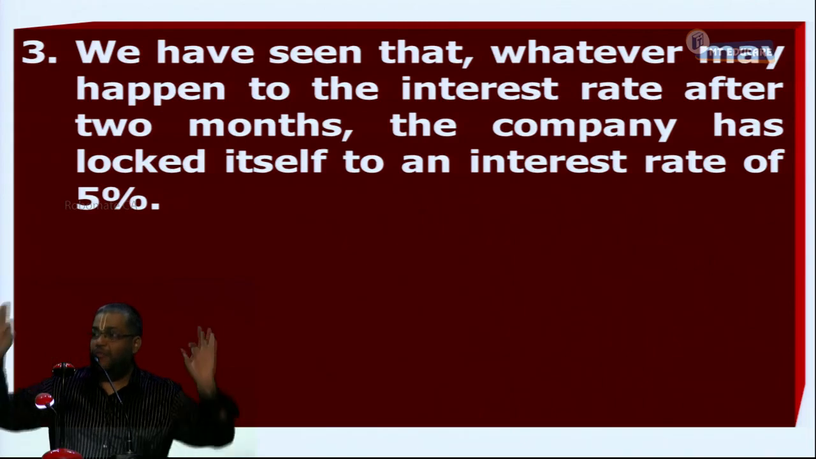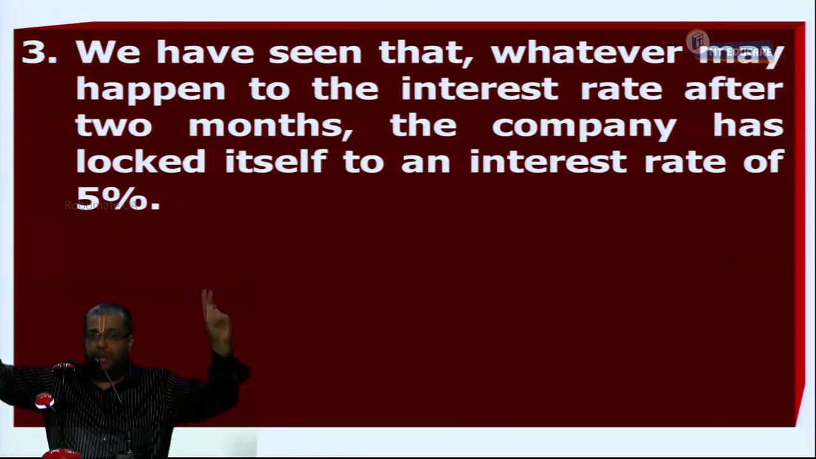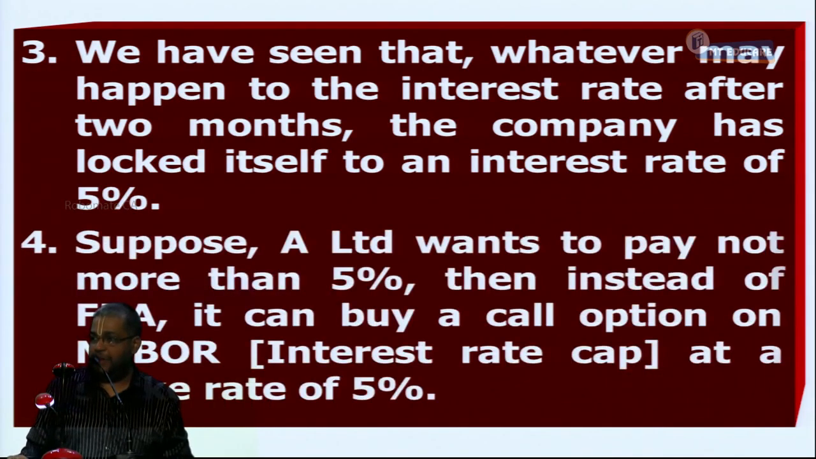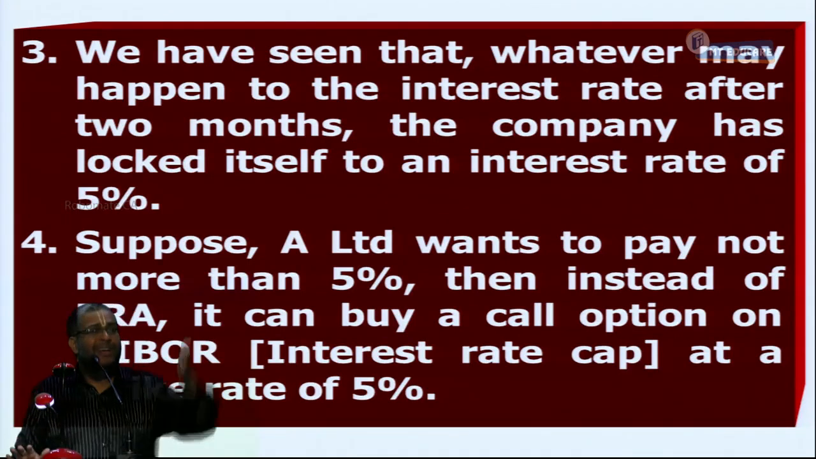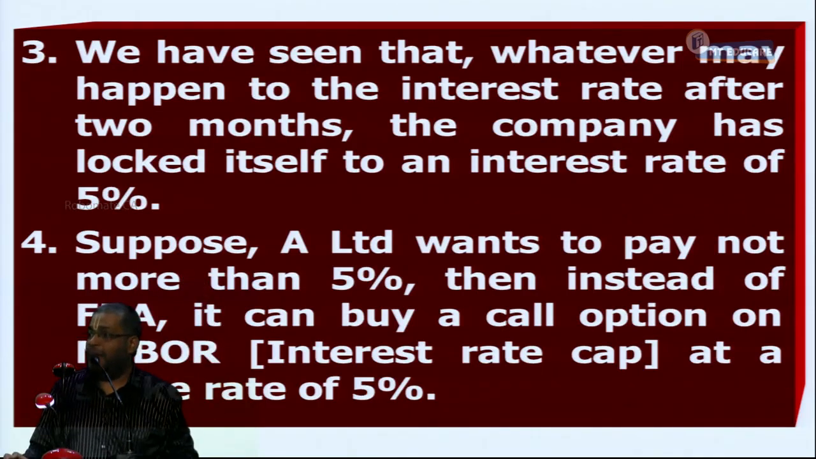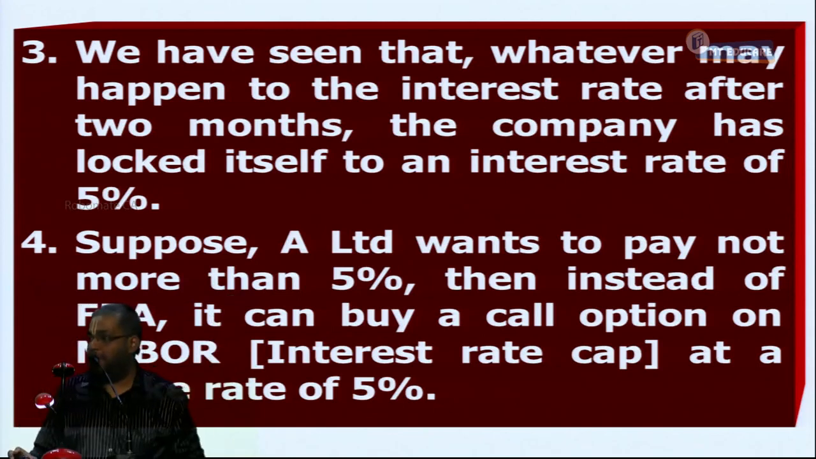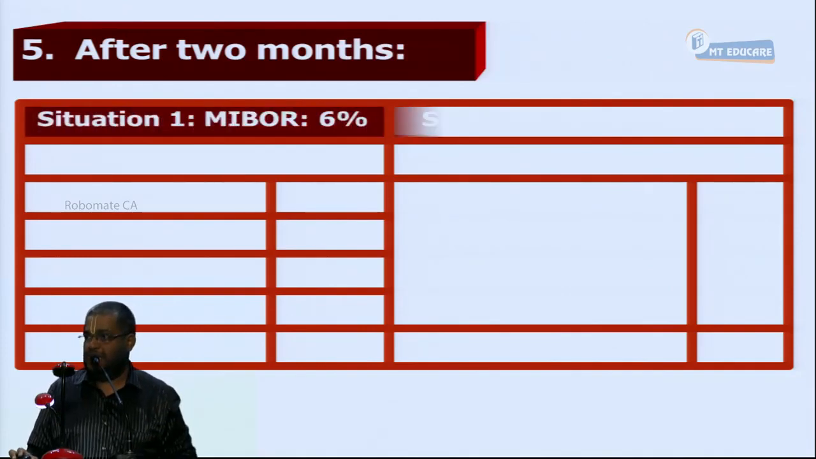So in that case, what is going to happen is very simple. We have seen that whatever may happen to the interest rate after 2 months, the company has locked itself to 5%. Suppose A Limited wants to pay not more than 5%. Then instead of an FRA, forward, or currency option, instead of going for an FRA, he can buy a call option on MIBOR. For interest, it is called an interest rate cap. I don't pay more than the cap. A call option on MIBOR at a strike price of 5%. Very simple.